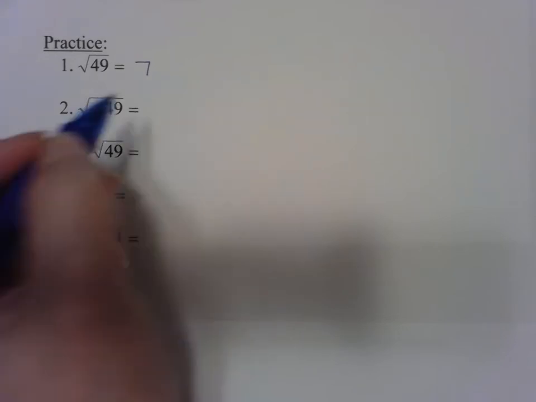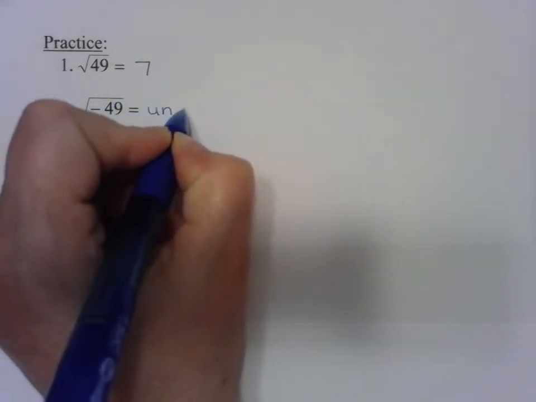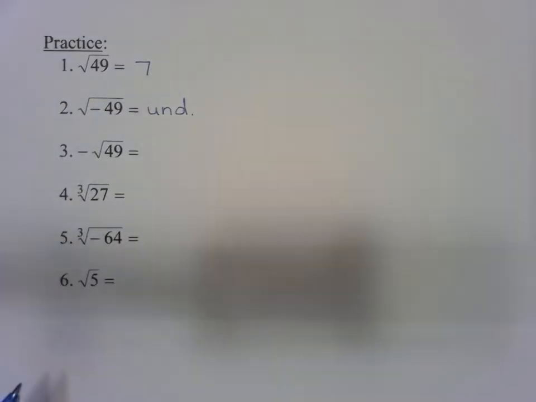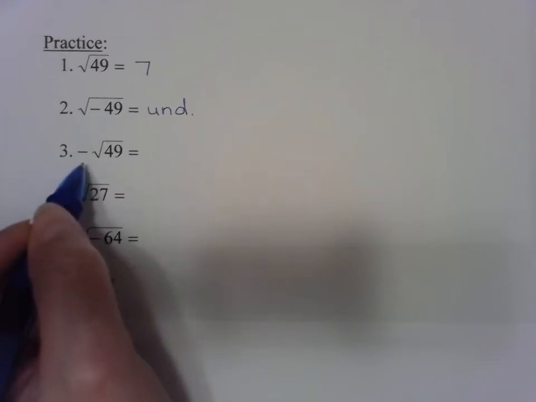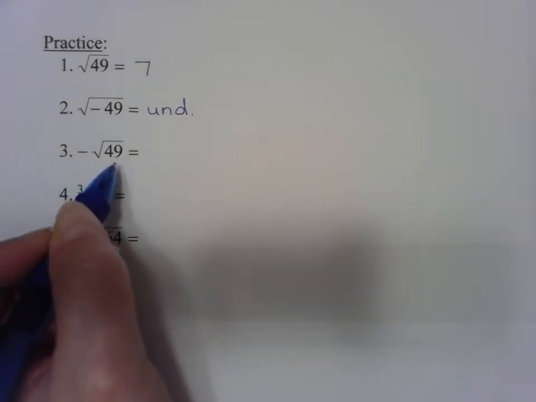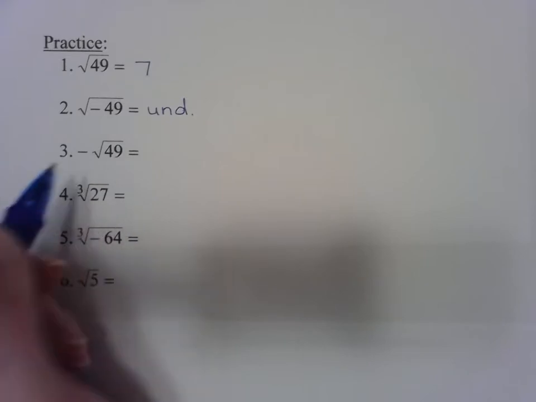Okay, a lot of these you can do in your head. The square root of 49, I think you know that one. That's 7. The square root of negative 49, this is the one that I can't do right now. So for now, I'm going to say undefined. Eventually, we're going to talk about complex numbers and we'll say 7i, but for now, I'm going to say undefined. Negative square root of 49, if the negative is on the outside, I take the square root first and then I apply the negative.